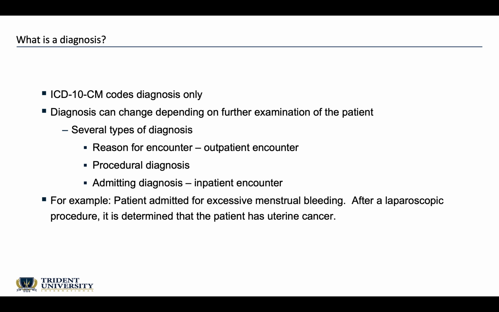For example, a patient is admitted for excessive menstrual bleeding. After a laparoscopic procedure, it is determined that the patient has uterine cancer. The admitting diagnosis is menorrhagia, which means excessive menstrual bleeding. But the final diagnosis, which is the procedural diagnosis, is uterine cancer.